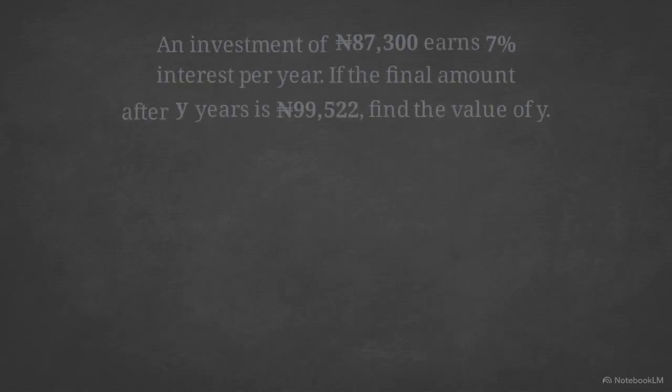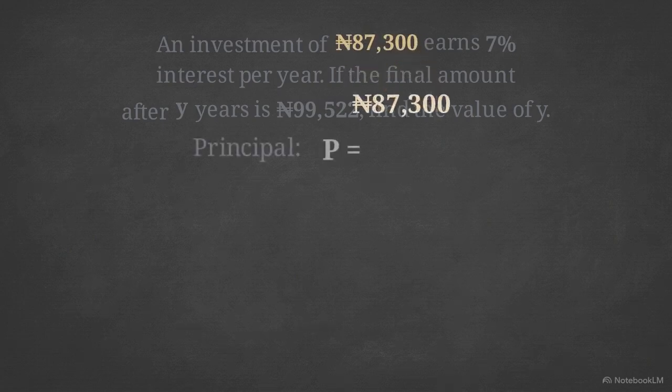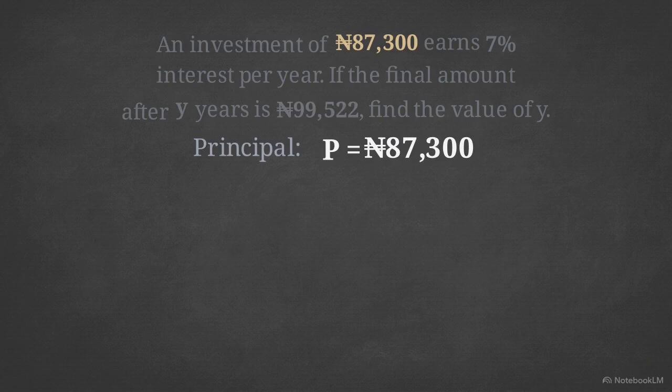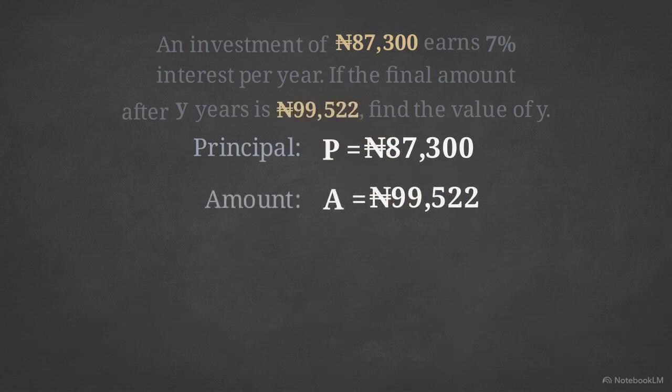First, we pick out our known values. The principal, or starting money, is 87,300. Our final amount is 99,522, and the rate is 7%. The unknown value we are looking for is time, represented by Y.